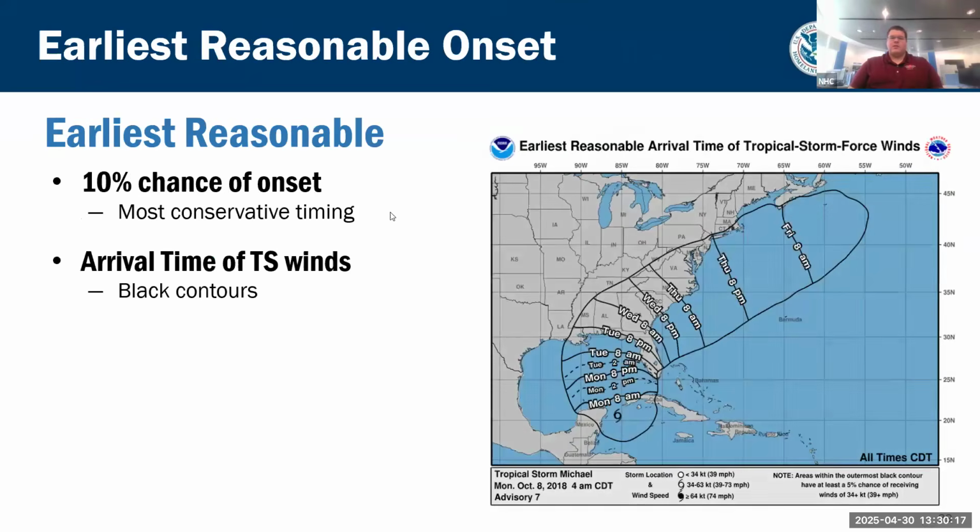So we'll start with the earliest reasonable. This is for when I don't want any risk here. I need everything completed. The 10% chance of onset is the most conservative.